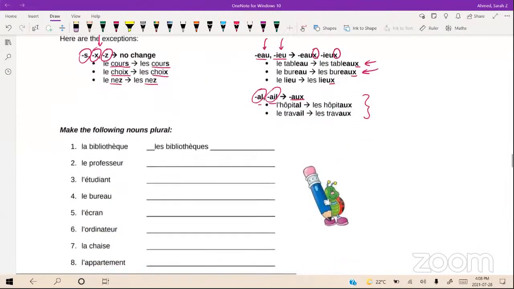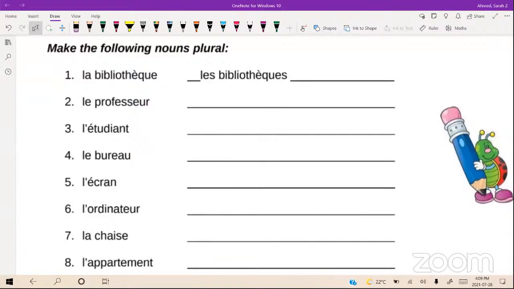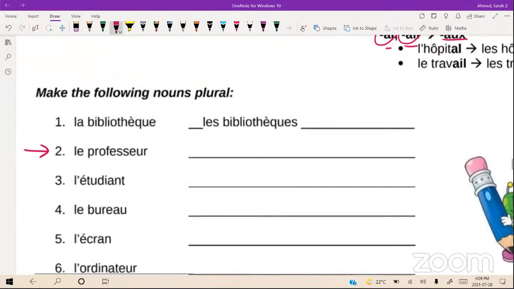Okay, perfect. So, make the following plural nouns plural. Okay, so now let's see if you can do this. I want you to put in the chat what you think the answer for number 2 is. Wait, first let me show you how they did number 1. So you look at the word and you have to see the ending.